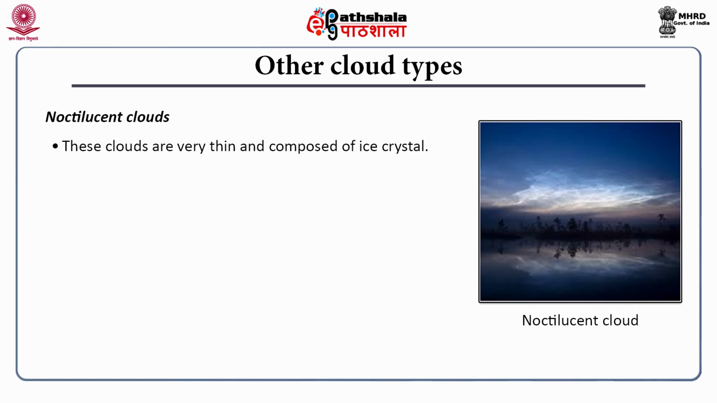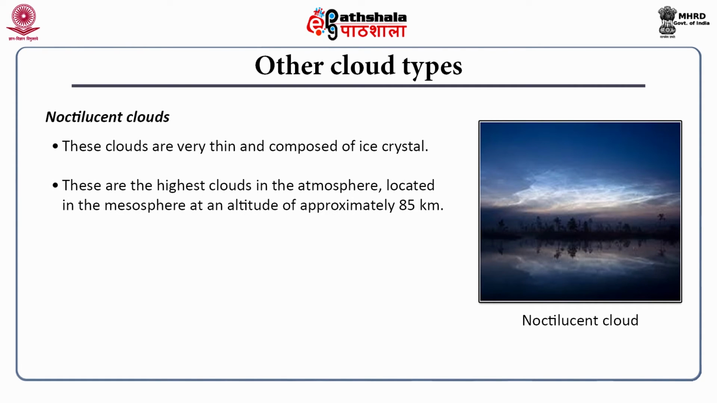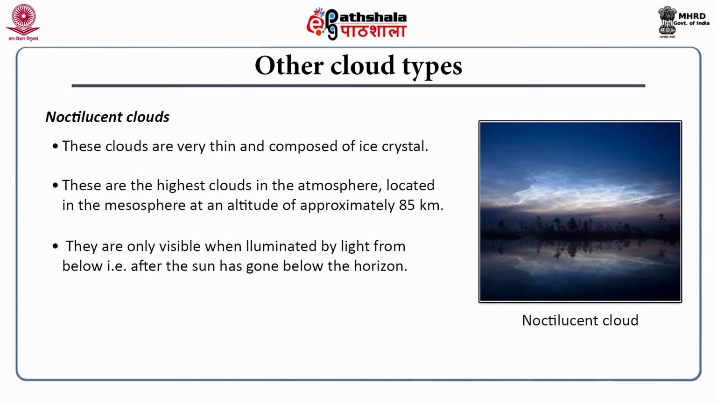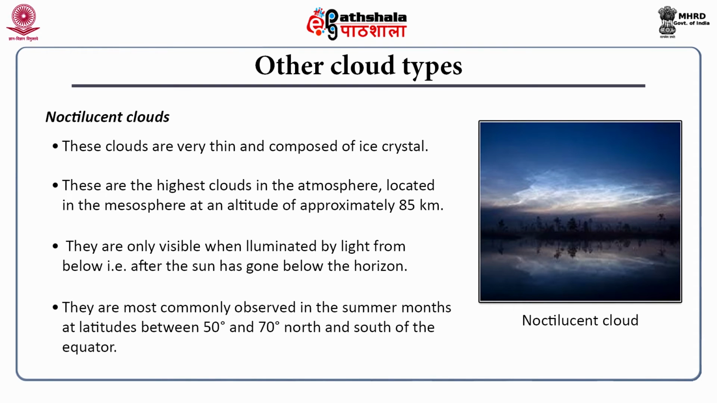Noctilucent clouds. These clouds are very thin and composed of ice crystals. These are the highest clouds in the atmosphere, located in the mesosphere at an altitude of approximately 85 km. They are only visible when illuminated by light from below, that is, after the sun has gone below the horizon. They are most commonly observed in the summer months at latitudes between 50° and 70° north and south of the equator.